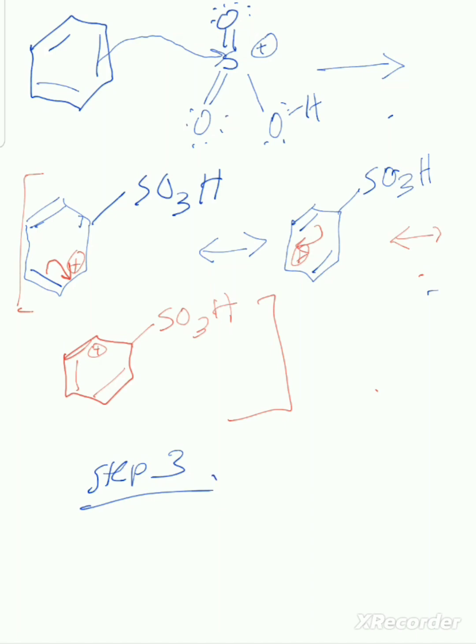Step 3, we said these arenium ions are non-aromatic carbocations. For us to get it back to the benzene ring, we need to restore it by losing a proton on the carbon that bears the electrophile, and that bond will come and make a pi or a double bond inside, and it will get back to a benzene ring. So the last step is restoration of the benzene ring, which is like this.